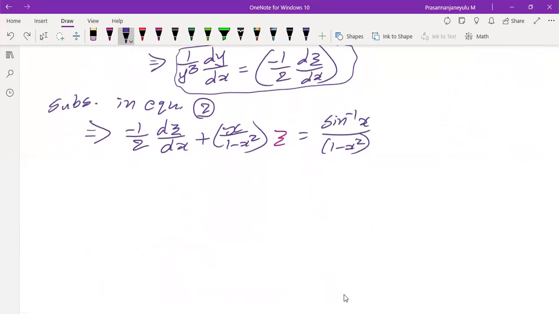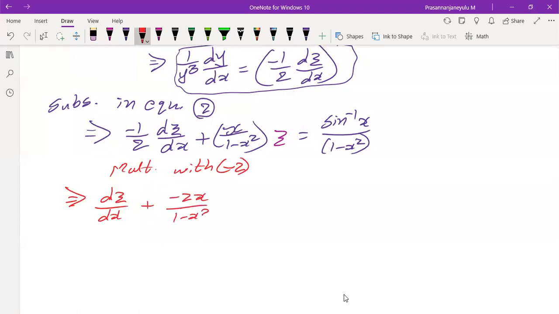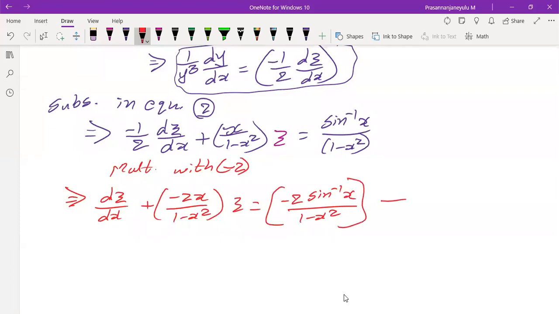So what do we have to do? Multiply with minus 2 on both sides. If we multiply with minus 2, we get dz by dx plus minus 2x by 1 minus x square into z is equal to minus 2 into sine inverse x by 1 minus x square. Now, treat this as equation number 3. Check how it looks.